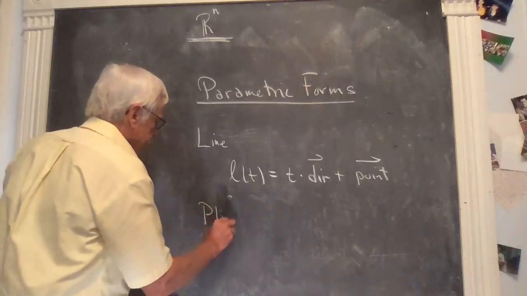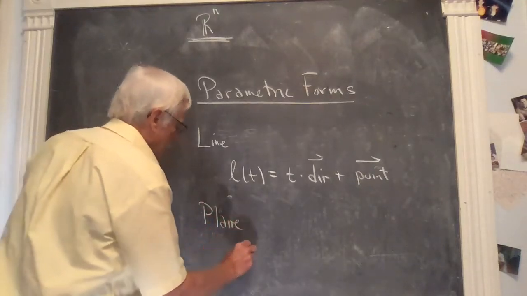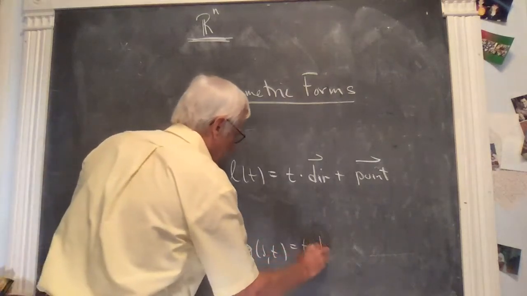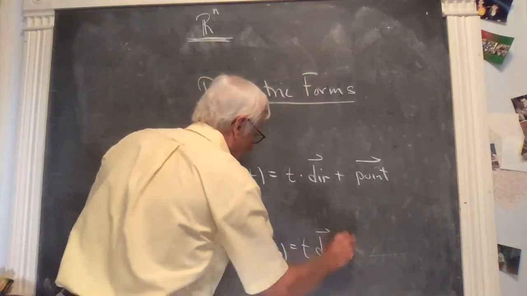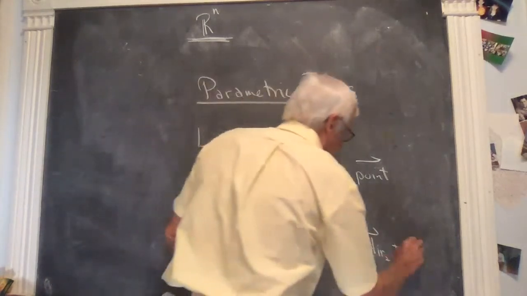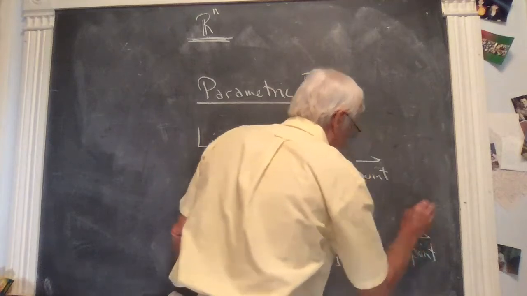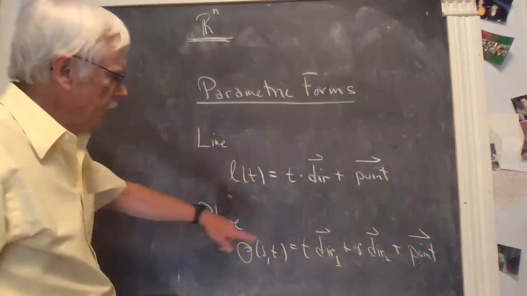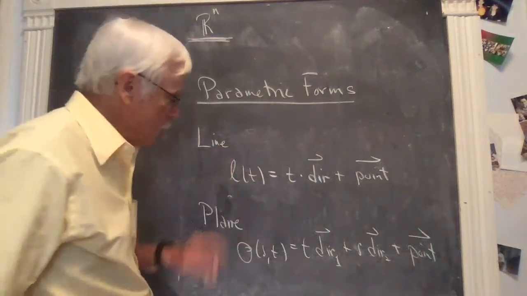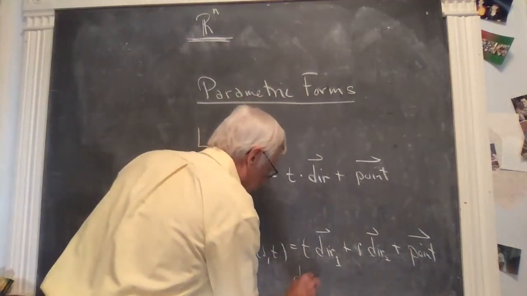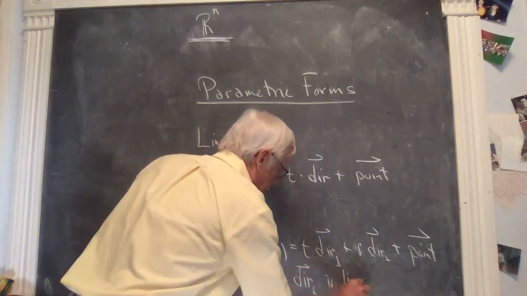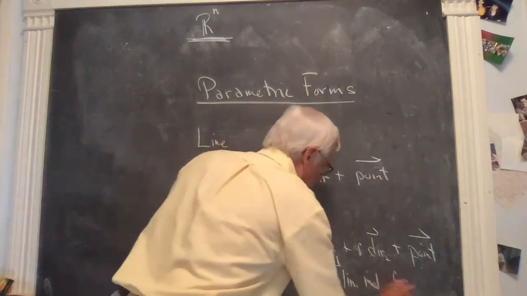A plane, p of 2 variables, s and t, is t times dir1 plus s times dir2 plus a point on it. So it's almost identical to a line, except one more direction. And again, to be an actual plane, you must have linearly independent directions. So dir1 is linearly independent of dir2.